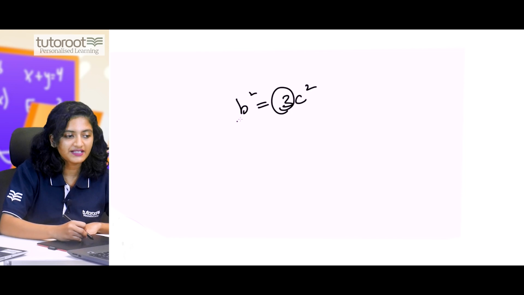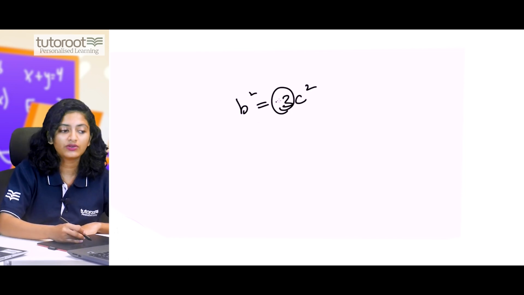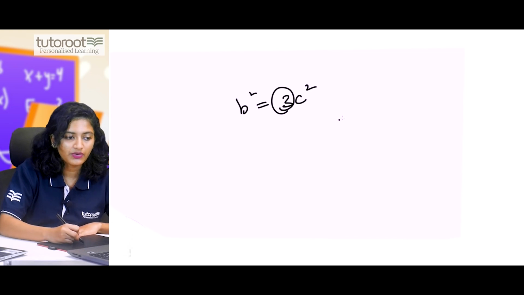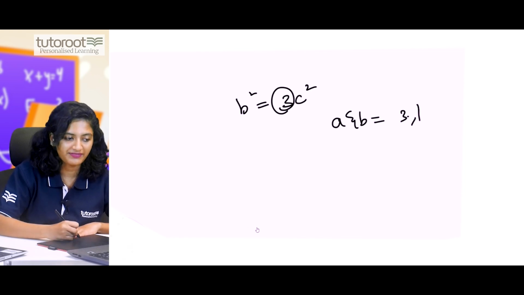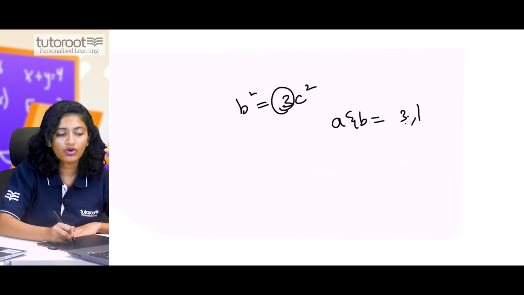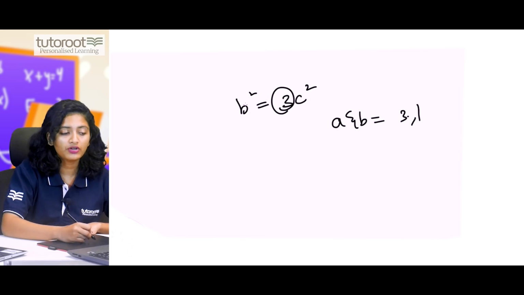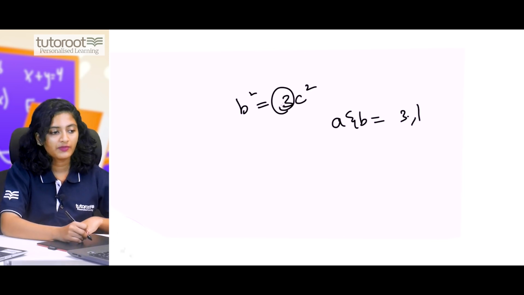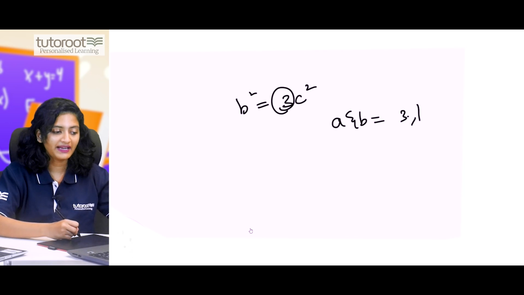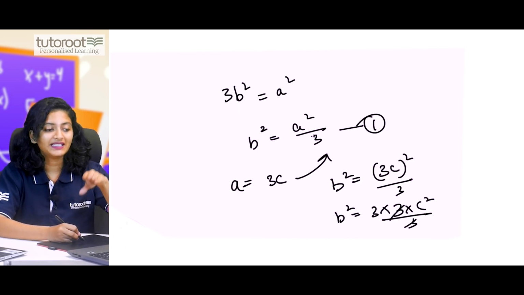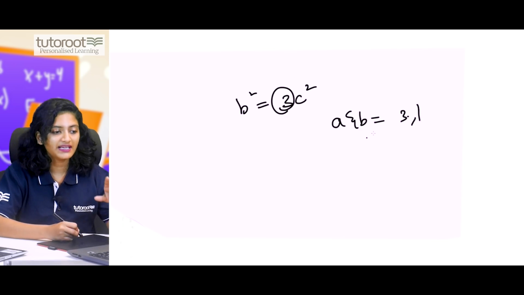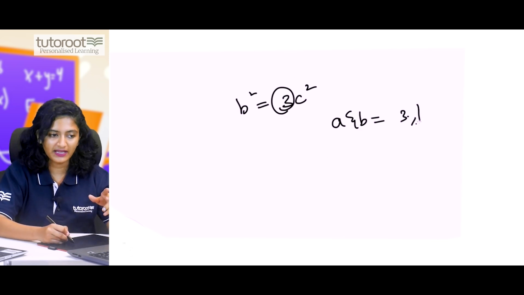Now if this 3 is a factor of b square, it means that 3 can divide b square, which means that 3 can also divide b. So here again, a and b have 3 as a common factor and 1 also as a common factor. Because b square is equal to 3c square, which means that 3 can divide b square and 3 can divide b. And if you look back over here, 3 can divide a square and 3 can also divide a. So 3 is a factor for both a and b, so is 1.